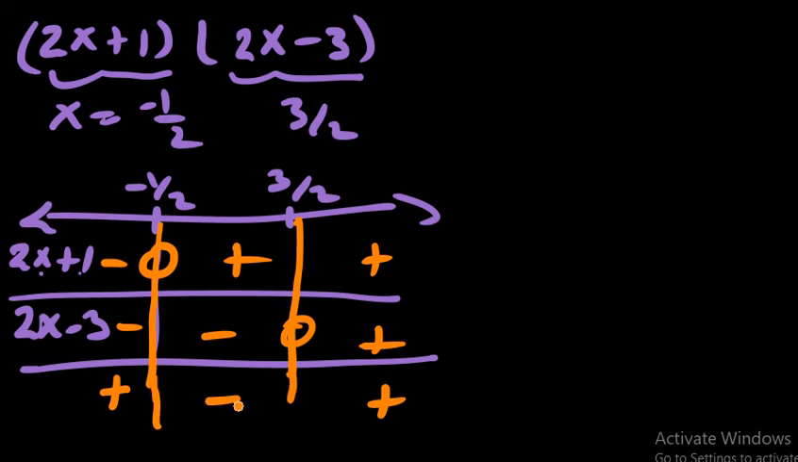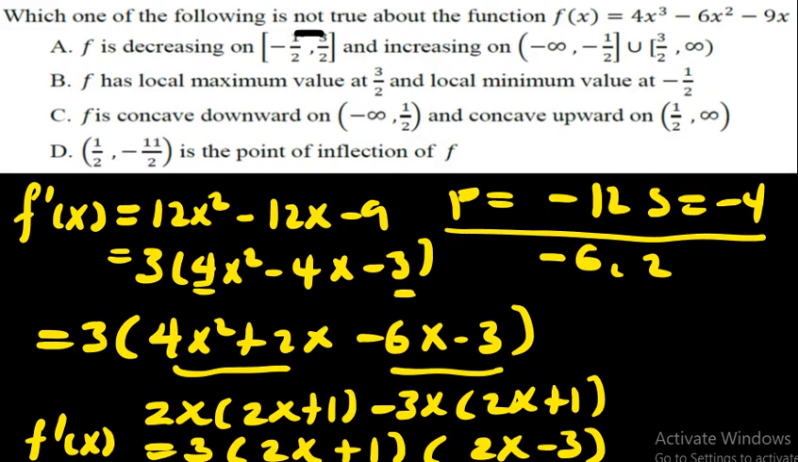Now positive intervals are increasing, as you said, so that means this interval is increasing, here also it's increasing, this one is decreasing. So what is the decreasing interval? Between negative 1 over 2 and 3 over 2. Let us see the choice. It says choice A, it is decreasing between these two intervals. Yes, that's correct. And increasing on the other interval from negative infinity until negative 1 over 2.